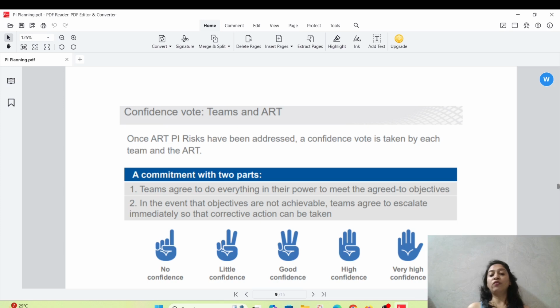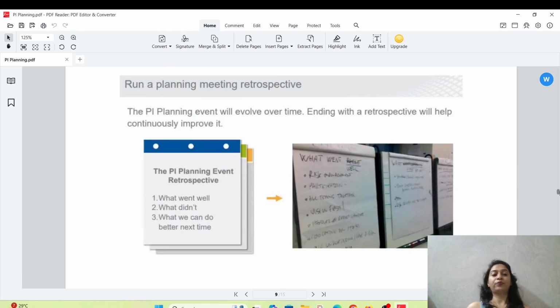Teams agree to do everything in their power to meet the agreed objectives. In the event that objectives are not achievable, teams agree to escalate immediately, so that corrective action can be taken. So voting will be important, and of course will be there.